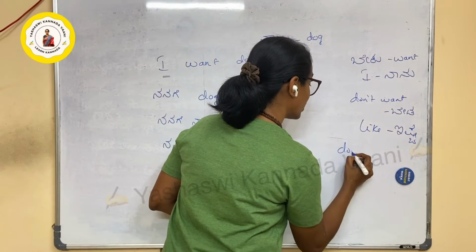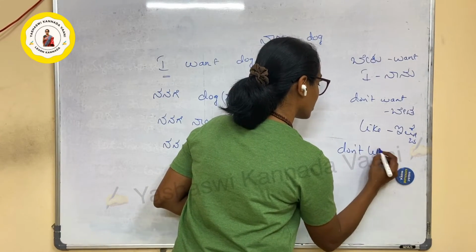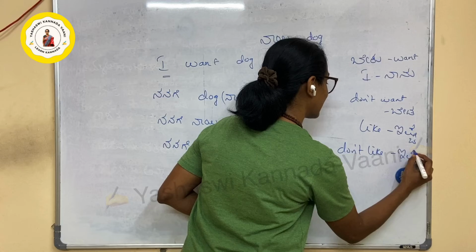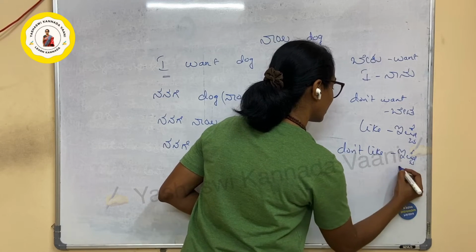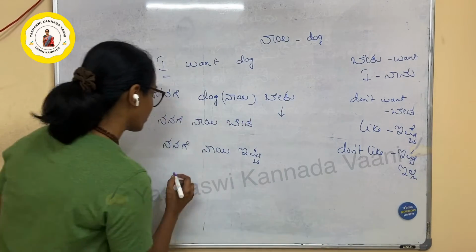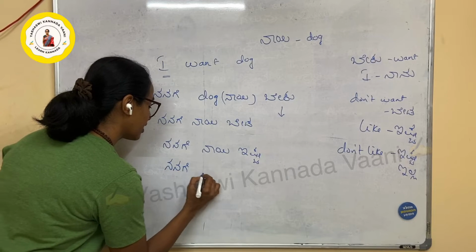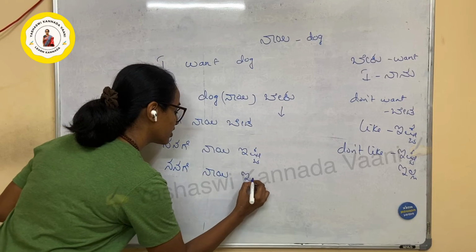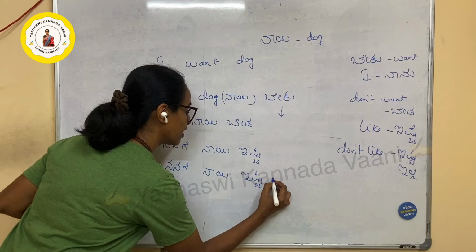Next, immediately I'll say I don't like. So I don't like is ishta illa. Ishta illa. So I would write nanage nai ishta illa.